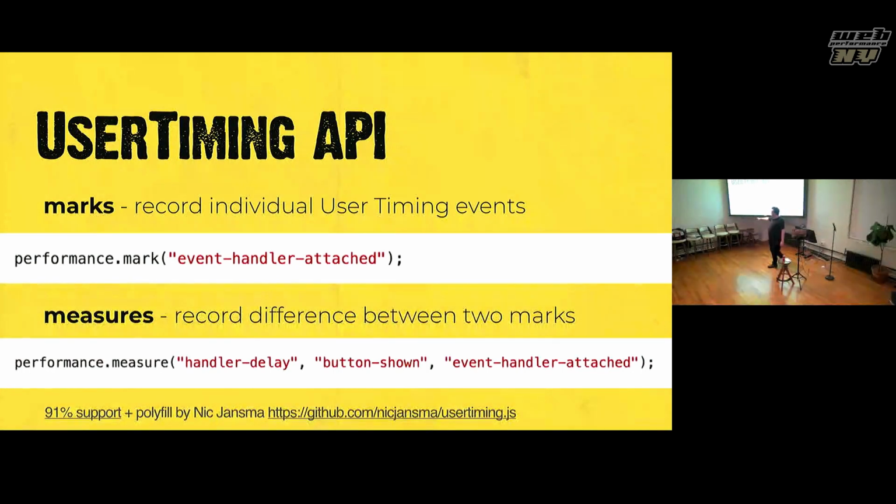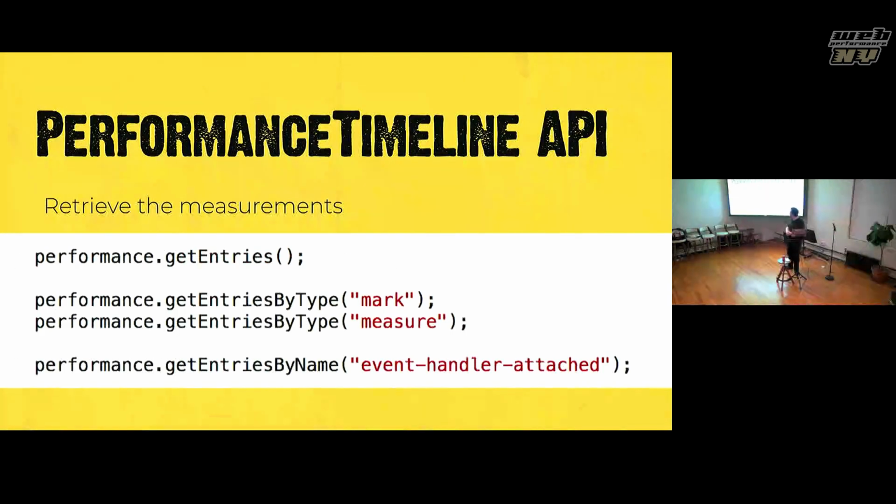Oh, it's worth saying that it has very wide support. 91% is actually a very high number. And there is a polyfill by Nick Jansma, just a piece of JavaScript that you can run before you execute your code, and it makes it 100% in the browser. The idea is that in your code, when things happen, you can just say, hey, thing happened. And it will record the time with a high precision timer. And you can retrieve them from a performance timeline.